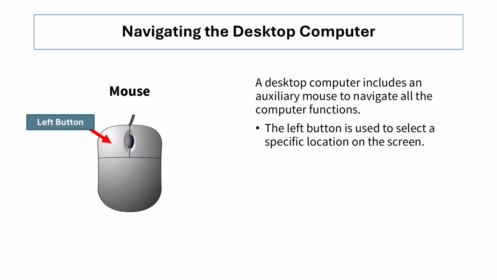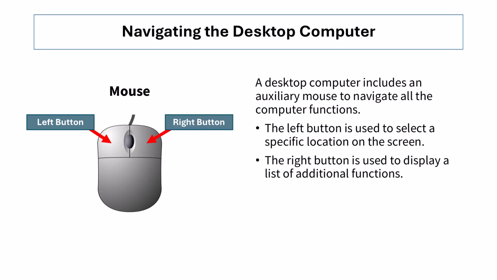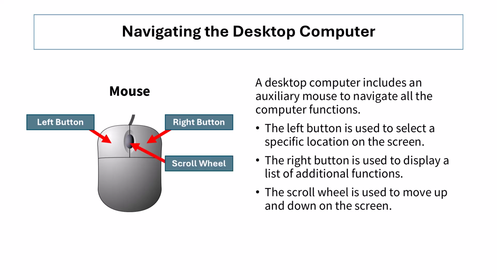Referring back to the image of the mouse, we see the left button, which is used to select a specific location on the screen. The right button, which is used to display a list of additional functions, and the scroll wheel, which we use to move up and down on the screen. Now, let's explore these trackpad and mouse functions more deeply.